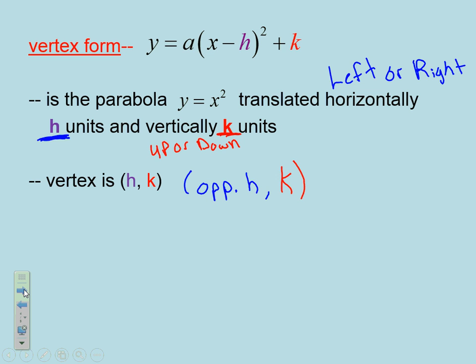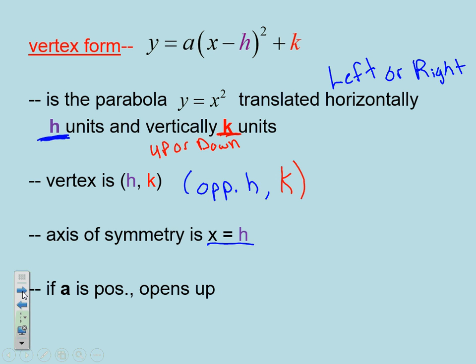Now, when I mean opposite, if I say that h was minus 3, we're going to say, all right, just 3. If I said it's x plus 2, we would say it's going to be negative 2. All right. Axis of symmetry is always x equals h, so whatever that is going to be. If a is positive, it's going to open up. If our a is negative, it's going to open down. All right, make sure you have all this on that page written down, okay?